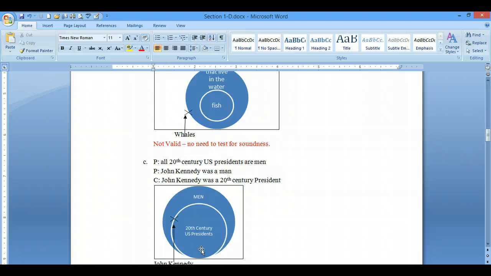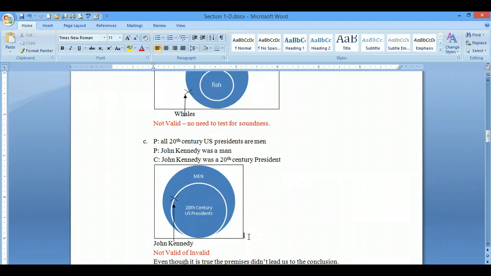John Kennedy was a 20th century president. Yeah, that's true. But I didn't lead us to that in my argument. So my argument is not valid, even though it is sound. It didn't lead me to the conclusion.